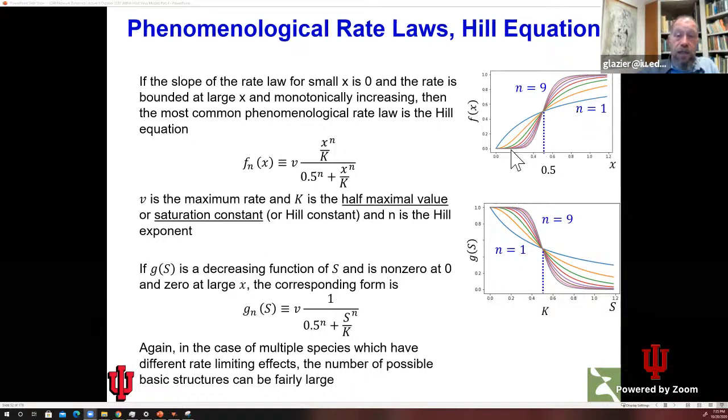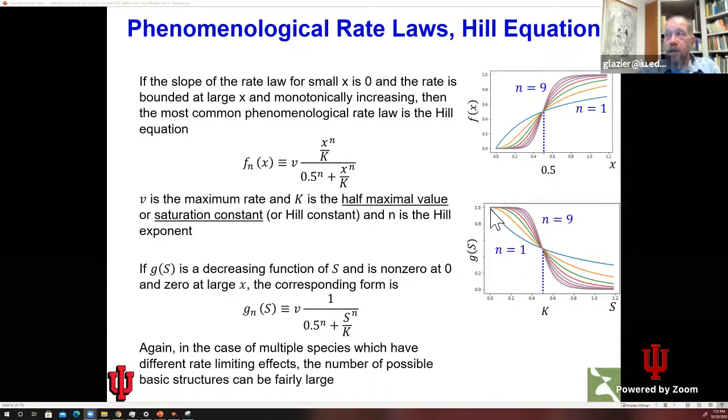And the bigger n is, the steeper that transition is. If n is bigger than 1, the slope at 0 is 0. And so you get what is called a sigmoid. Hill functions are used a lot in approximating relationships where we don't have a lot of detail. We can turn an increasing Hill function into a decreasing Hill function by replacing the numerator here by a 1.